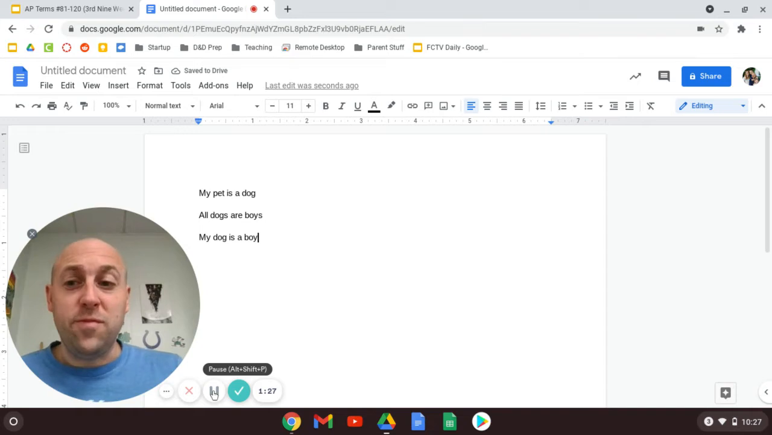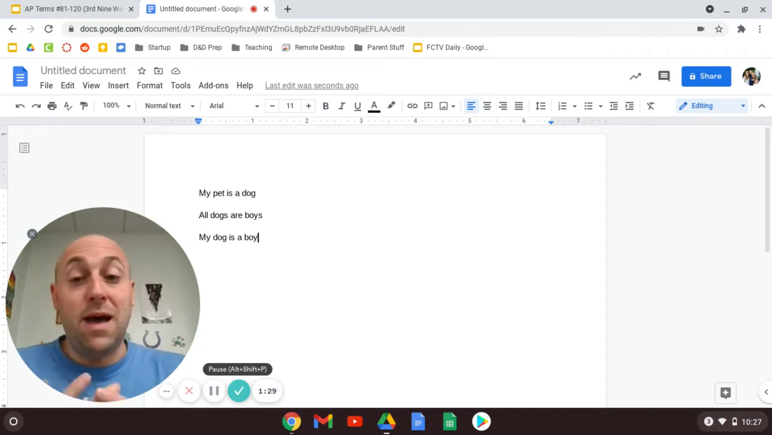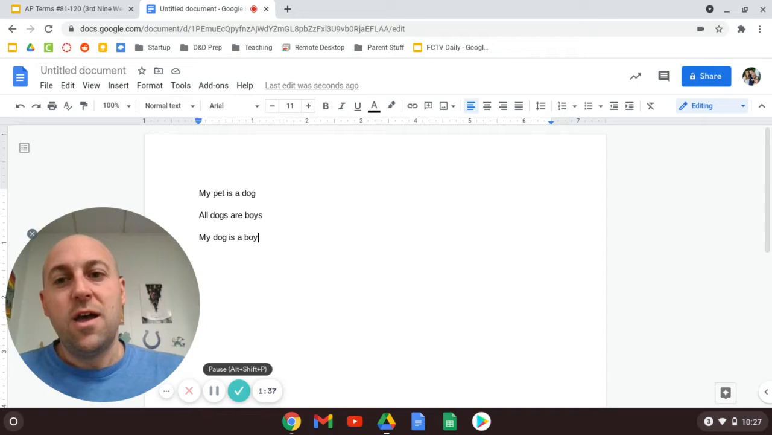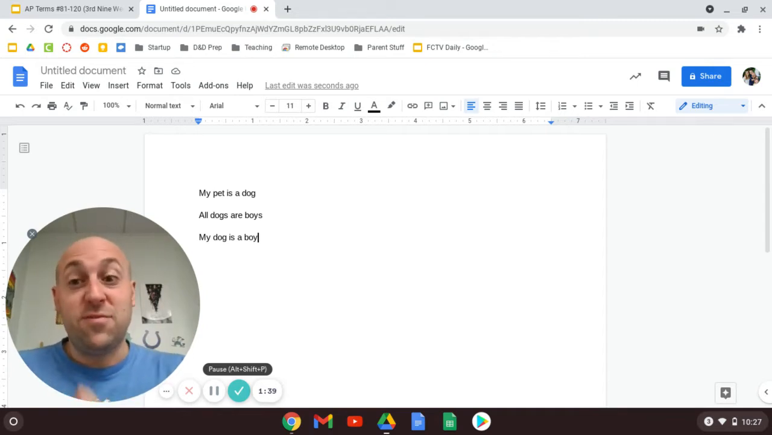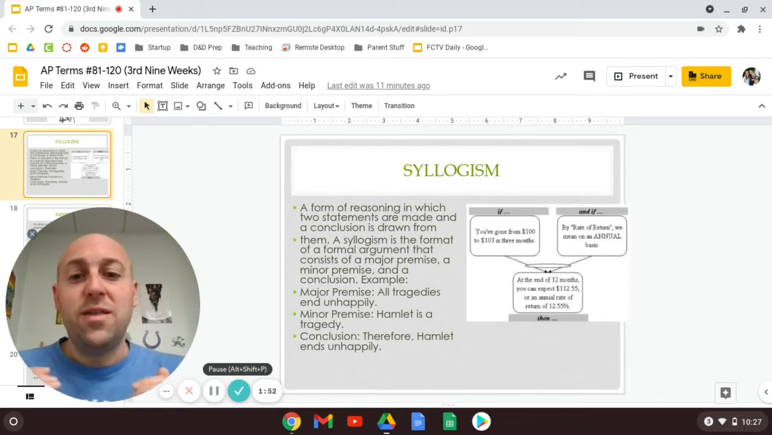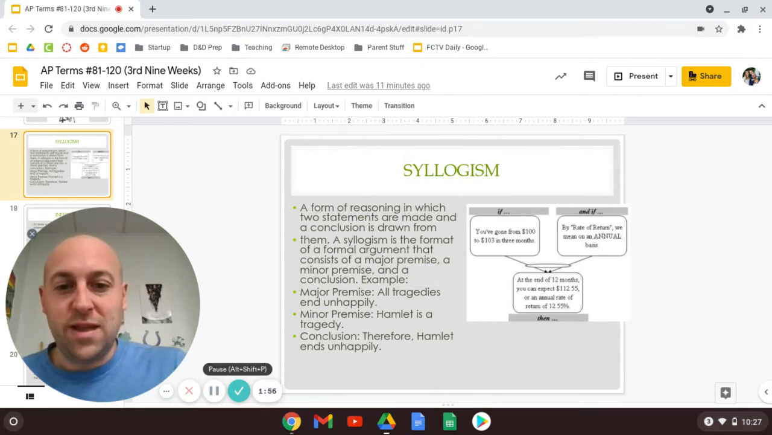Another example of this when it's improperly used, my pet is a dog. All dogs are boys. Therefore, my dog is a boy. You can't prove that all dogs are not boys, but actually my dog is a girl. So it's wrong. But you see how this works, right? You say two things, and if they are both true, then the conclusion also has to be true. So that is a syllogism. You have two statements, and if they are related, and if they are both true, then the conclusion is true. It leads you to a conclusion, right?